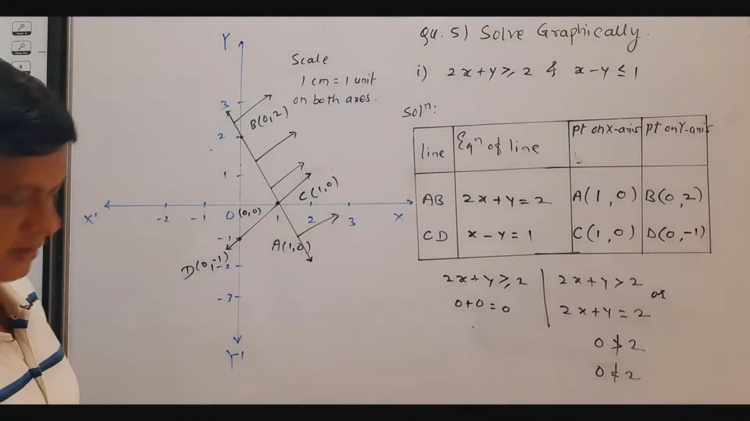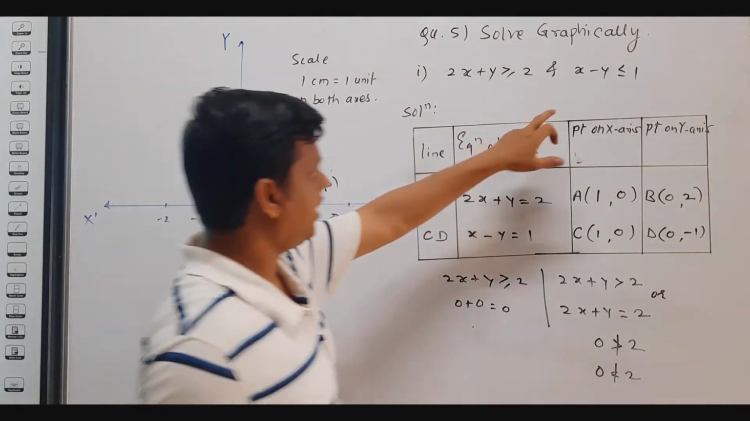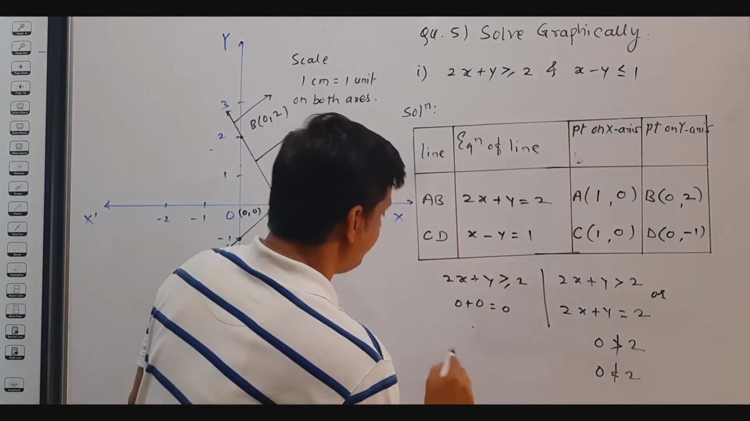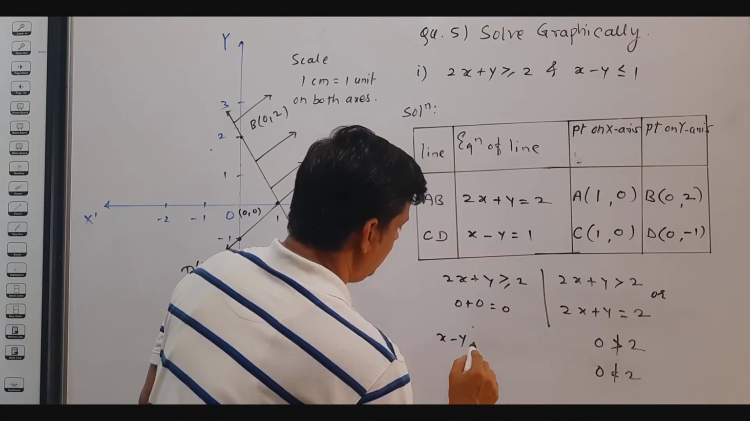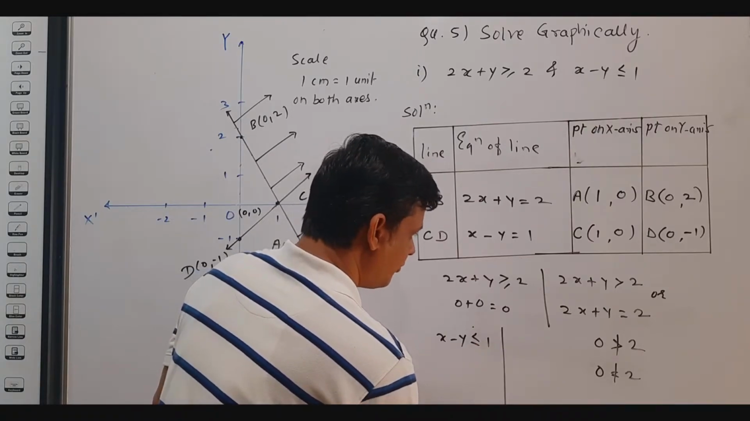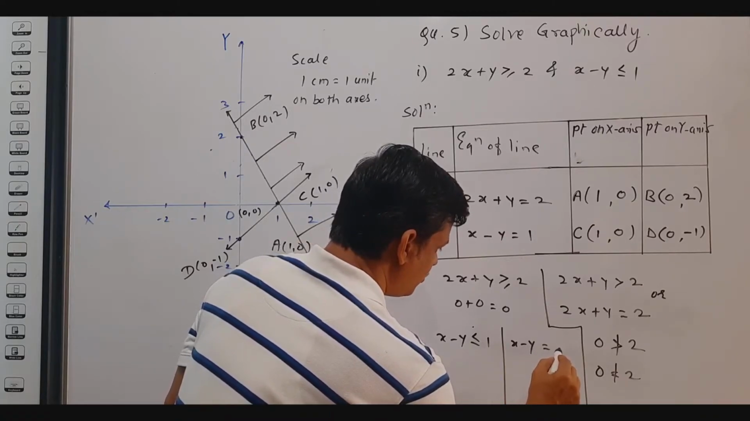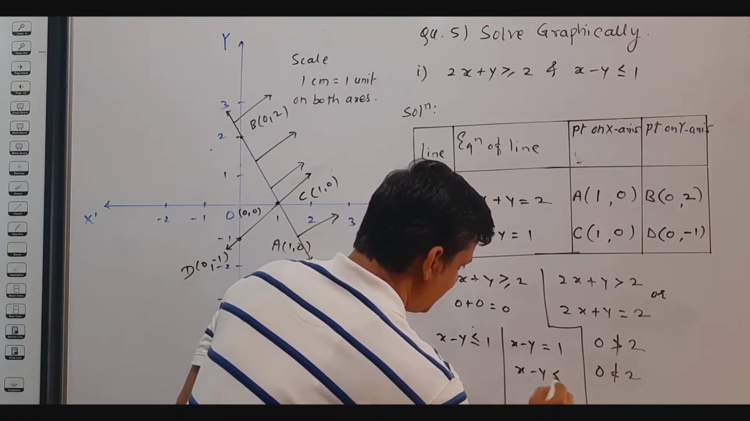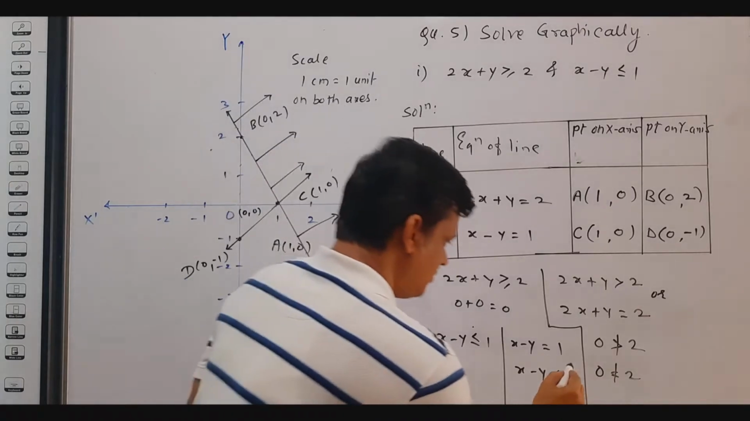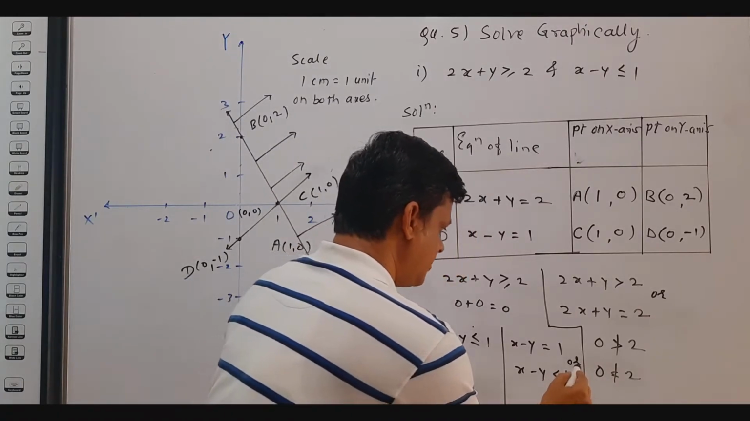Now we have to check for this second inequality, which is x minus y less than or equal to 1. So from this we have two conditions: x minus y equals 1, and x minus y strictly less than 1.